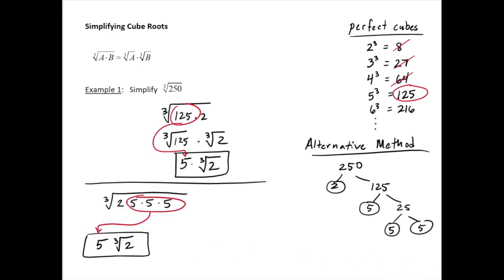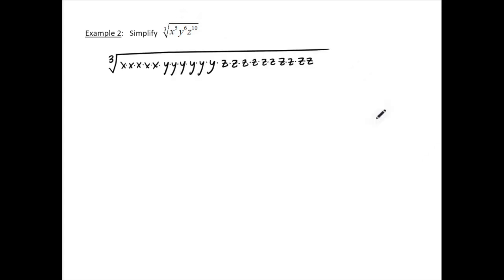Now let's see what this will look like when we have variables. In this example, we're going to simplify the cube root of x to the 5th power times y to the 6th power times z to the 10th power. Let's start with the alternative method, where we write the product of each of these variables for the corresponding exponents. So we have a product of x 5 times, y 6 times, and z 10 times.